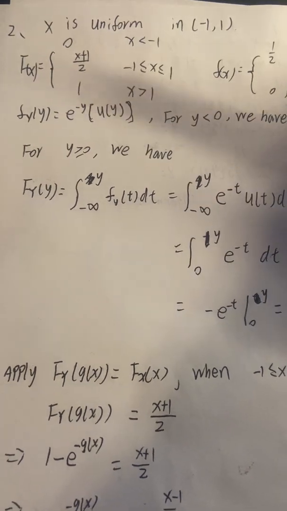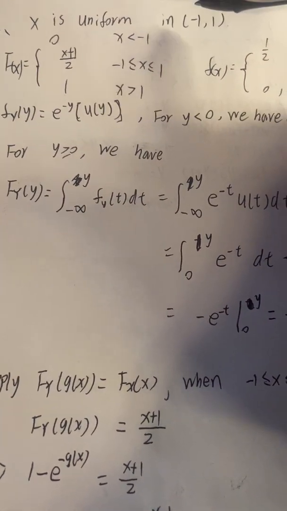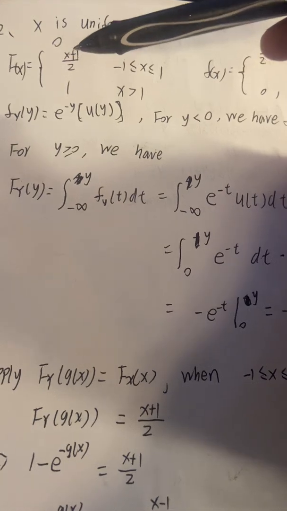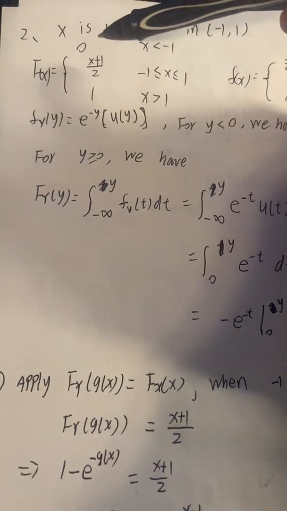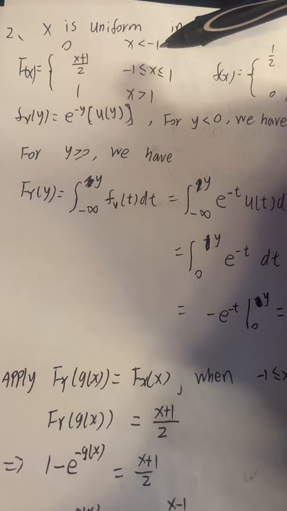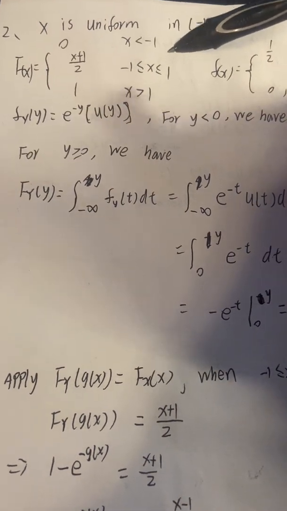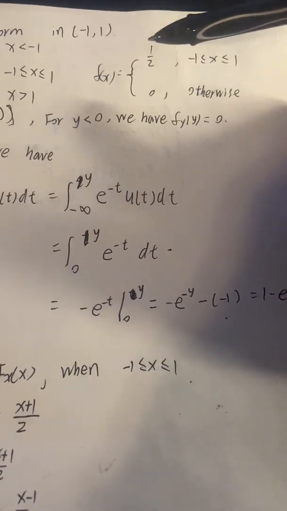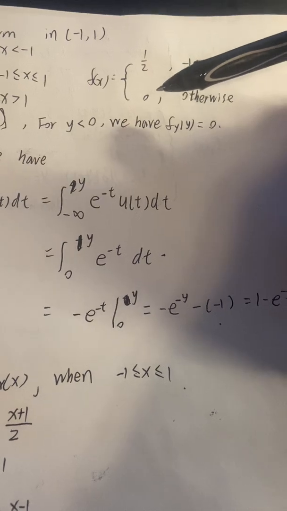At first, we know x is uniform in the interval of -1 and 1, so we can write down the distribution function and the density function of x. The distribution function is 0 when x is less than -1, it is (x plus 1) divided by 2 when x is between -1 and 1, and it is 1 when x is greater than 1. The density function of x is 1/2 when x is between -1 and 1, and 0 otherwise.